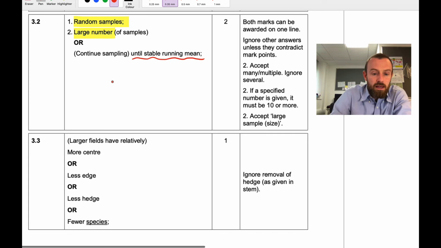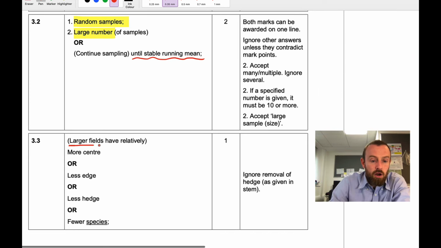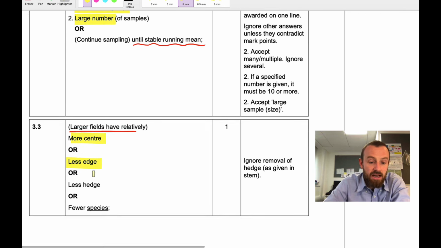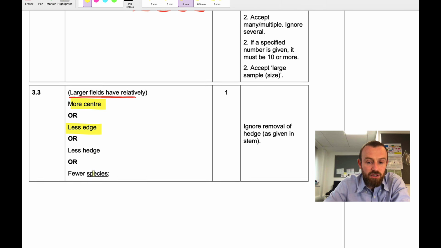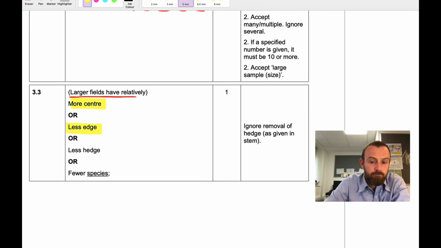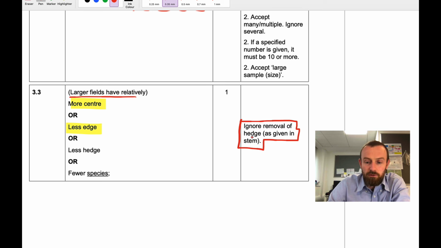3.3, the mark scheme down here. As you have larger fields, you have more center or less edge, basically. Less hedge, and therefore fewer species. This is interesting over here. If ever something is said in a question, you can't just repeat it. It says ignore removal of hedge as given in the stem. That means in the question stem. You can't repeat something that they say in a question and expect to be given credit for it.